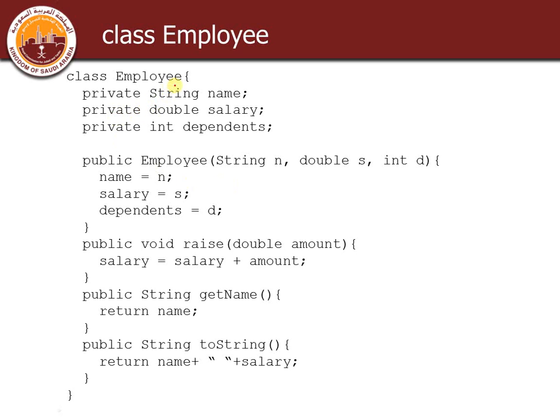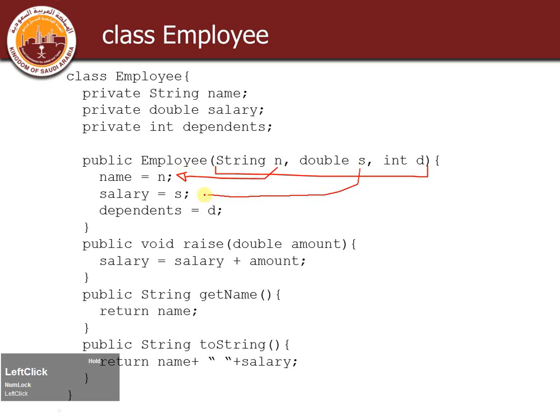This is an example of an Employee, which has 3 private members: name, salary, and dependents. By dependents, we mean the number of kids and wives. And public Employee, what is this? When you have a method that has the same name as the class, this is a constructor. And this is a constructor that takes how many arguments? 3. N for the name, S for the salary, and D for the dependents. So it is going to put in those values, initializing the instance variables with them.